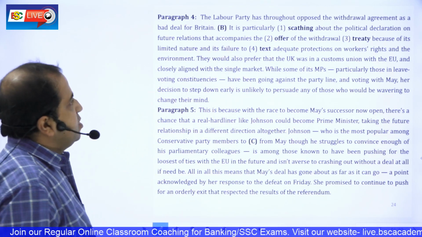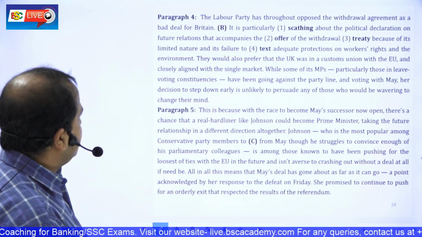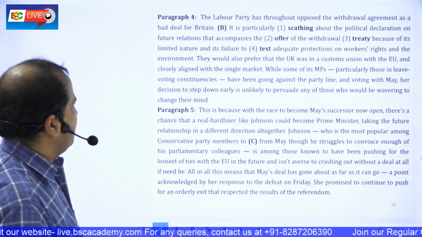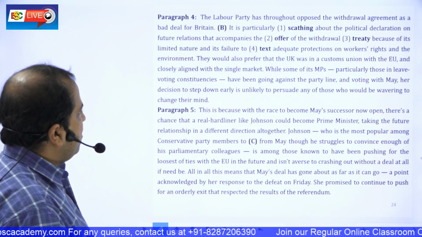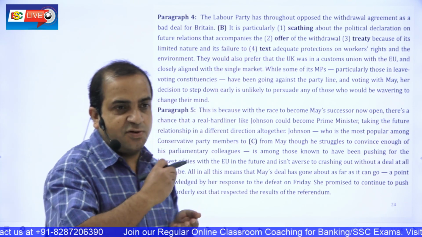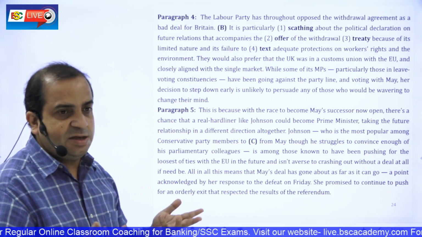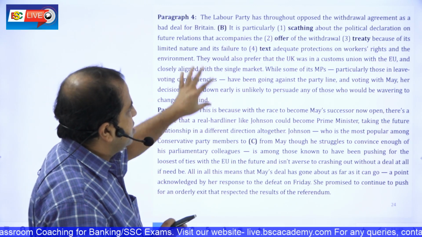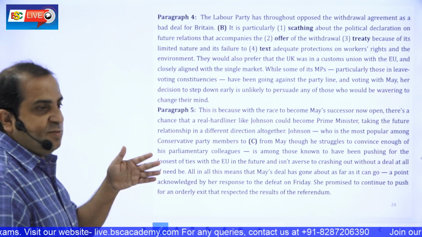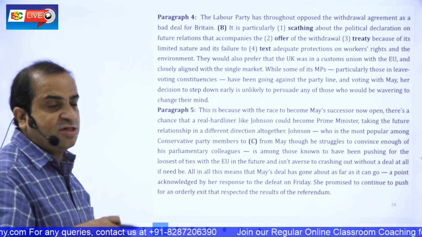Paragraph 4. The Labour Party has throughout opposed the withdrawal agreement as a bad deal for Britain. It's particularly scathing about the political declaration on future relations that accompanies the offer of the withdrawal treaty because अब देखिए ये 1, 2, 3, 4 ये generally क्या होता है कि उसको अगर change करना है इन दो words को, किन दो words को change करें या no change चाहिए तो sentence का meaning clear हो जाएगा. तो इससे थोड़ा अटपटा लग सकता है but we'll move ahead. It's particularly scathing क्योंकि फिर question के समय हम यहाँ पे आएंगे. It's particularly scathing. Scathing आप जानते हैं scathing criticism मतलब बहुत severe criticism.